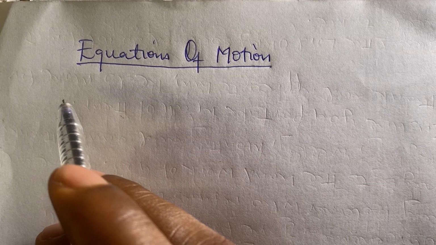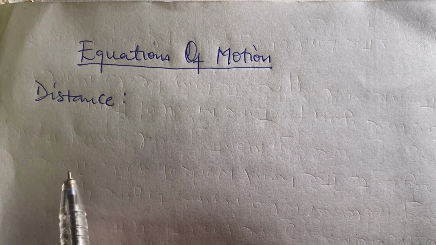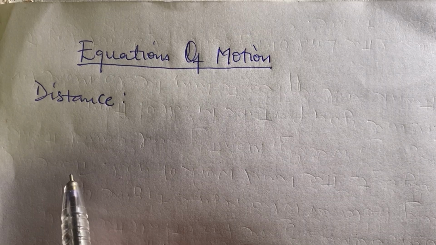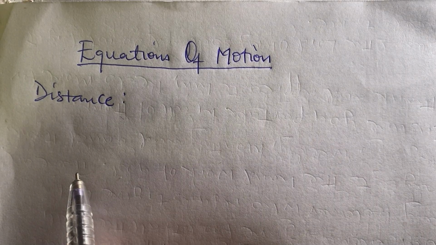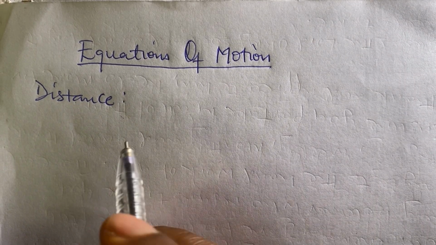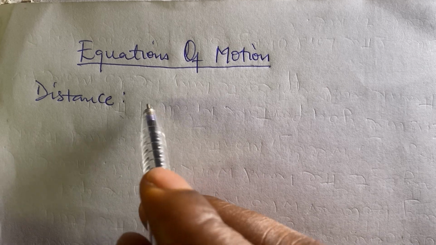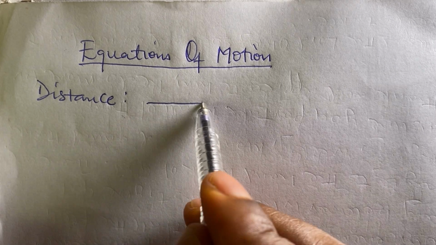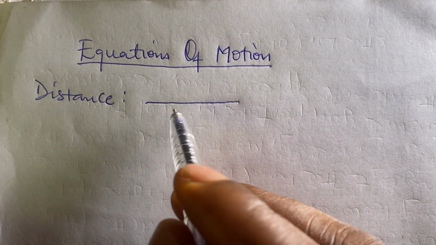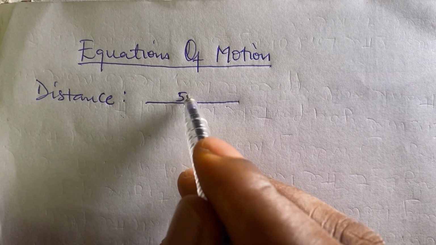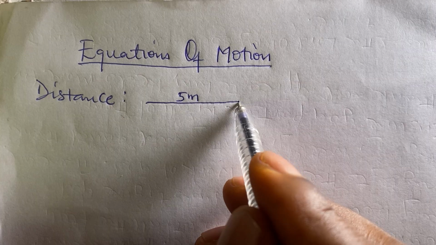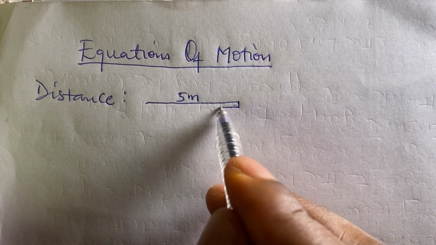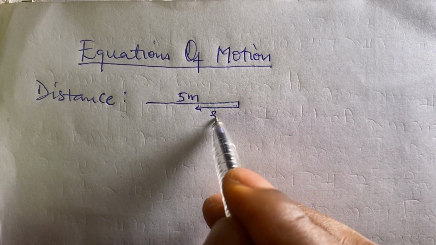The first is what? Distance. Distance is the total length of the path covered. That is, how much ground you have covered. Distance is measured in meters. So let's call here 5 meters. If you travel from here to here and then go back, let's say, 3 meters.